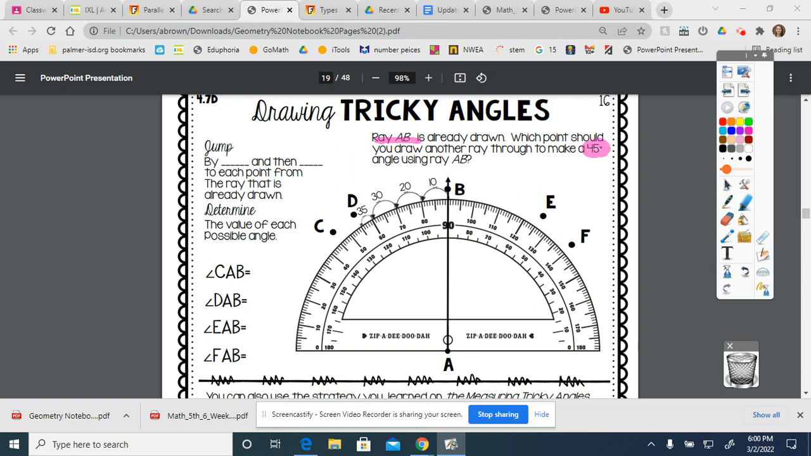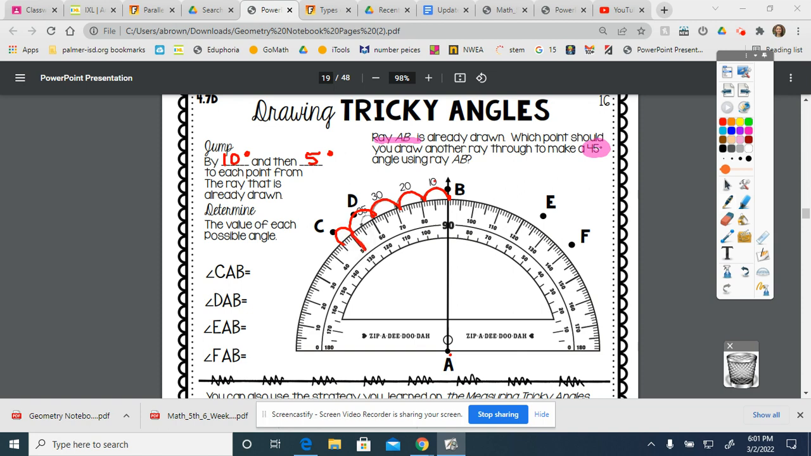Okay, so the way to do this is, it says right here, jump by 10 and then 5 degrees to each point from the ray that is already drawn. Okay, so here is the ray we're going through. So let's pretend that it's at 0, and then we would just count 10, 20, 30, and then 40. There would be 45 right there. Okay, so here's 40 degrees.